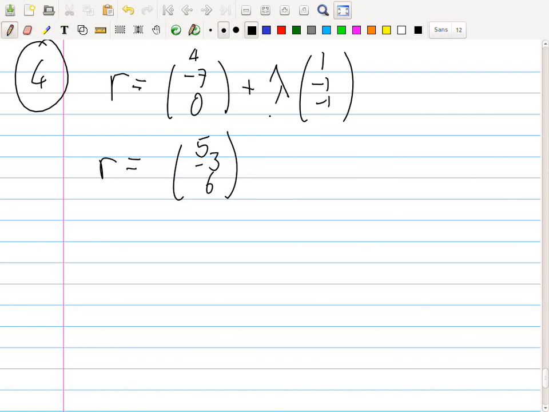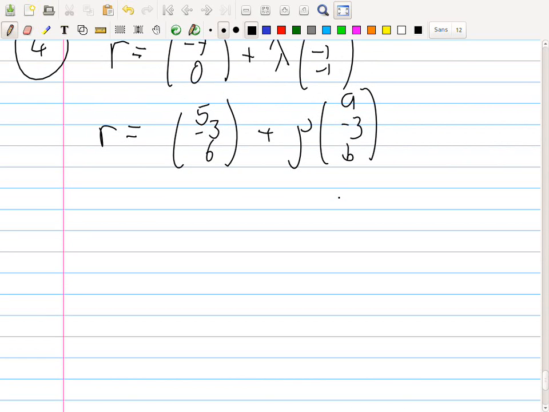So the first one is this, and then the second line is this one, plus mu times (a, a minus 3, b). So the lambda and the mu are like the t that I use in class. The two lines are perpendicular. Yes, it's a b at the end there, and an a. The first question is, show that b minus a equals 3 if they're perpendicular.